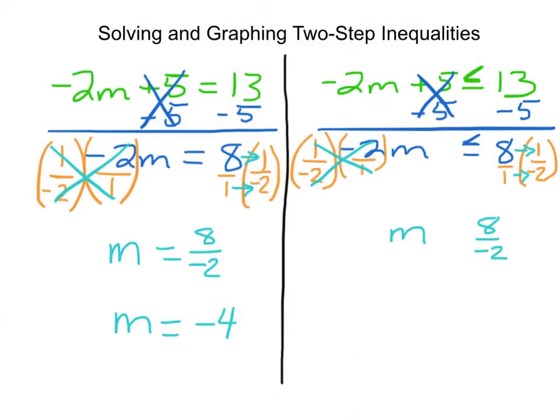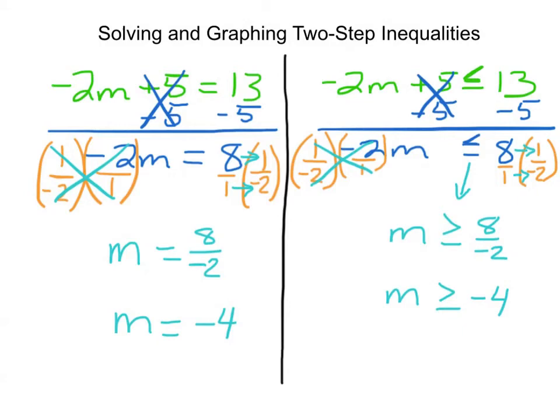But remember, here's our difference. When you multiply both sides of an inequality by a negative number, the inequality changes and faces the opposite direction. So instead of less than or equal to, we're now going to change it to m is greater than or equal to 8 over negative 2. And then, of course, we would simplify our last step, and we would have m is greater than or equal to negative 4. So really, the only difference between the two is that when you do have a negative coefficient of a variable, then the inequality changes directions, and that's the only thing that's different between solving a two-step inequality and solving a two-step equation.